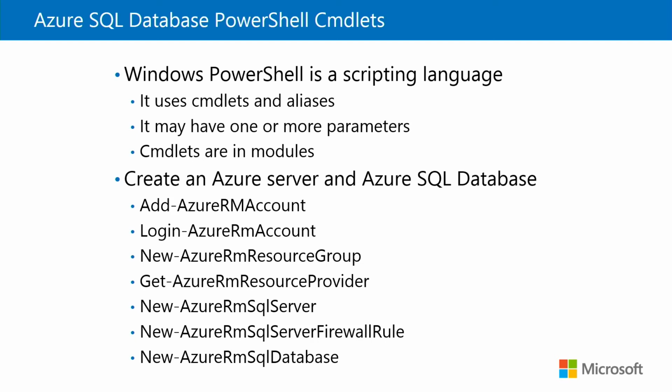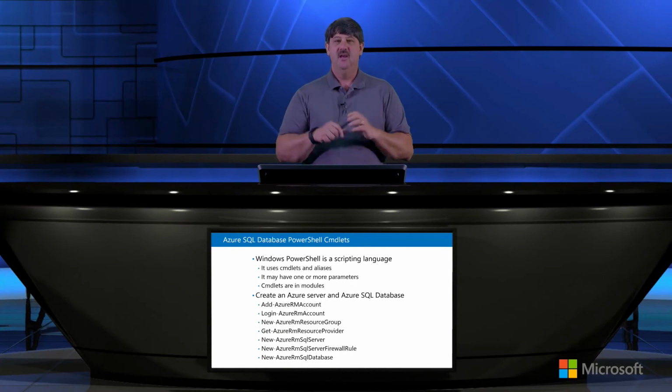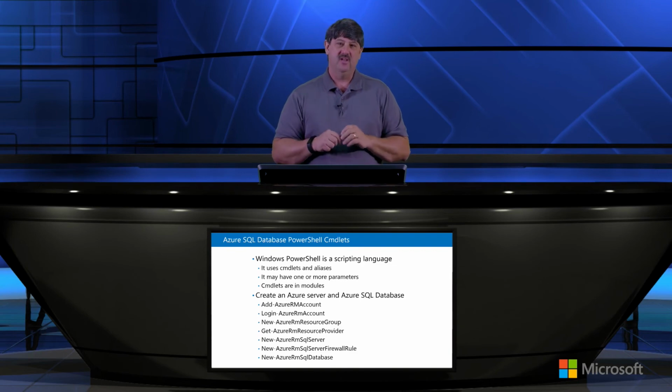It has commandlets, sometimes referred to as just commands. There are aliases for these commands. Examples would be things like dir, which is an alias for Get-ChildItem. There's ls, which is also an alias for Get-ChildItem. So the aliases allow us to create shortcuts to commands so we don't have to type out the entire command.